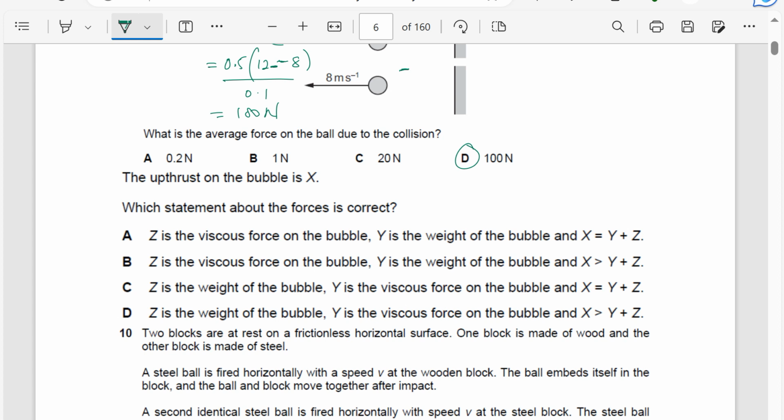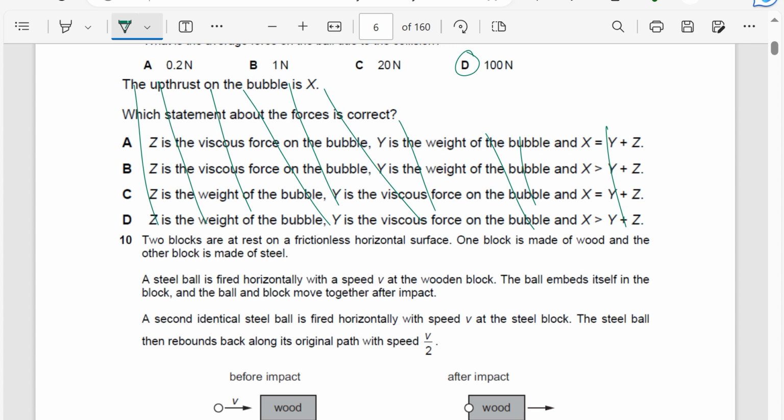The upthrust on bubble is X. I think this question will be left out because the diagram was missed out. I don't even remember where I got it. I can't edit it. The diagrams are not indicated here, so I'll leave that question out.